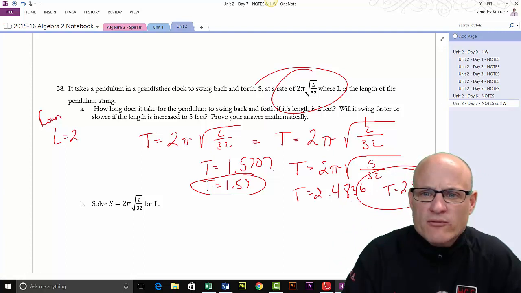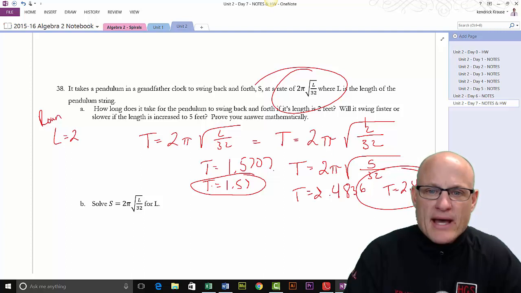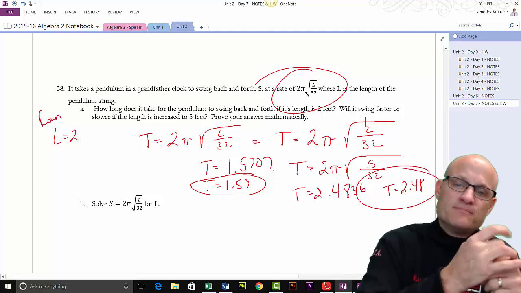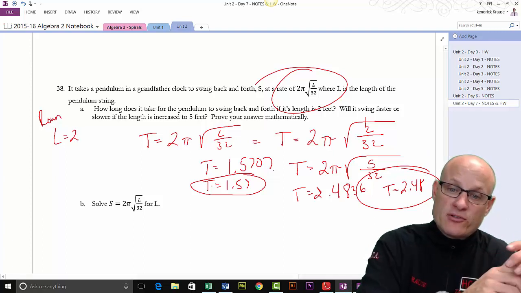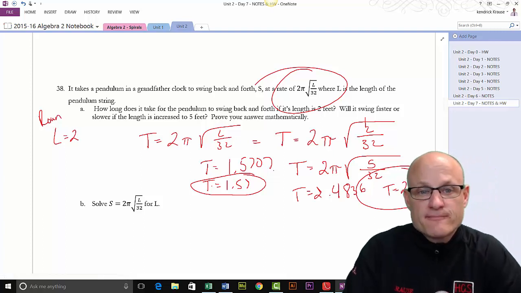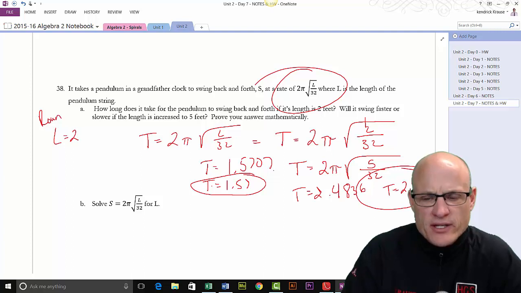Will it swing faster or slower? How long does it take for the pendulum to swing back and forth if it's 2 feet? Well, it's going to swing a lot faster at 2 feet than at 5 feet. Will it swing faster? No, it's swinging slower. Swinging slower. It's taking longer.